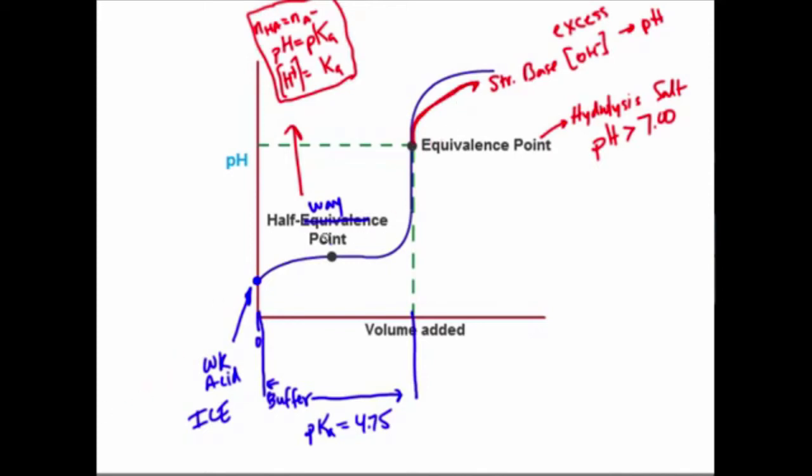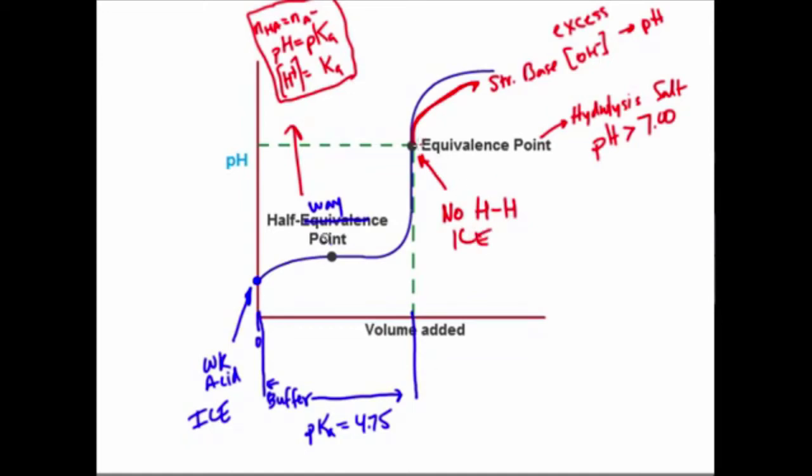If I were to come in and do another, I'll show you an example in just a second. Let me finish with this real quick. I think that's pretty much it for understanding the curve. One last thing I want to mention is that when you get to the equivalence point and beyond, you can no longer use the Henderson-Hasselbalch equation. Okay, you have to use ICE tables here.